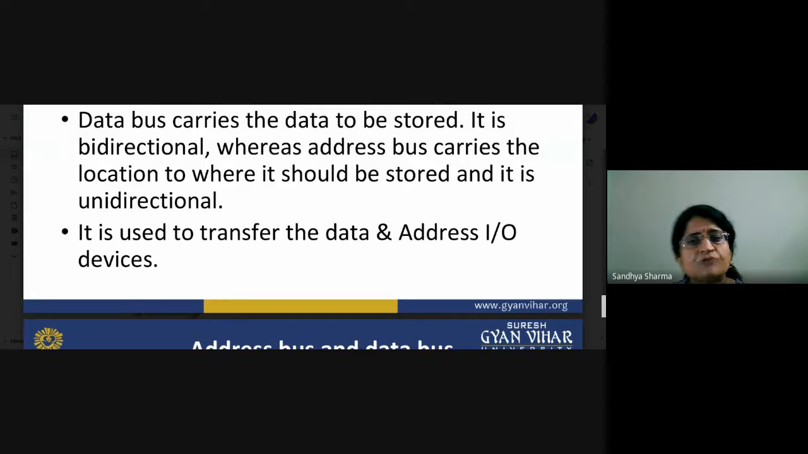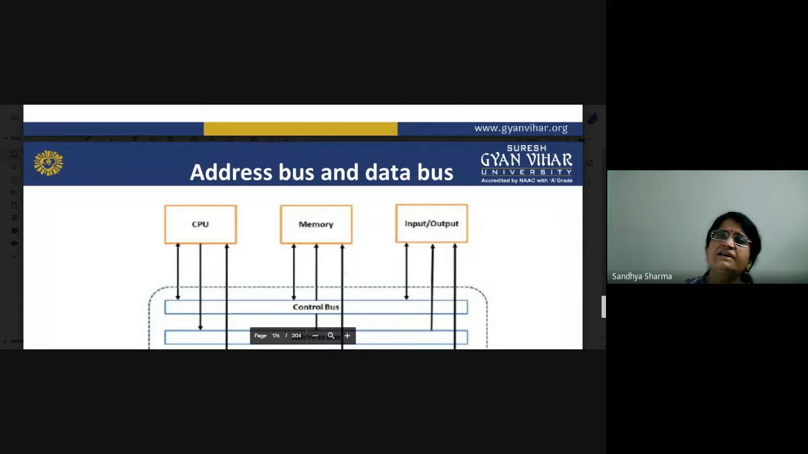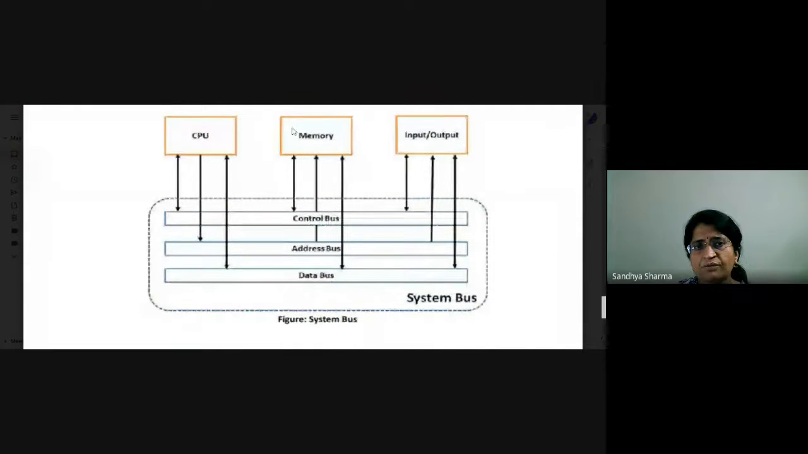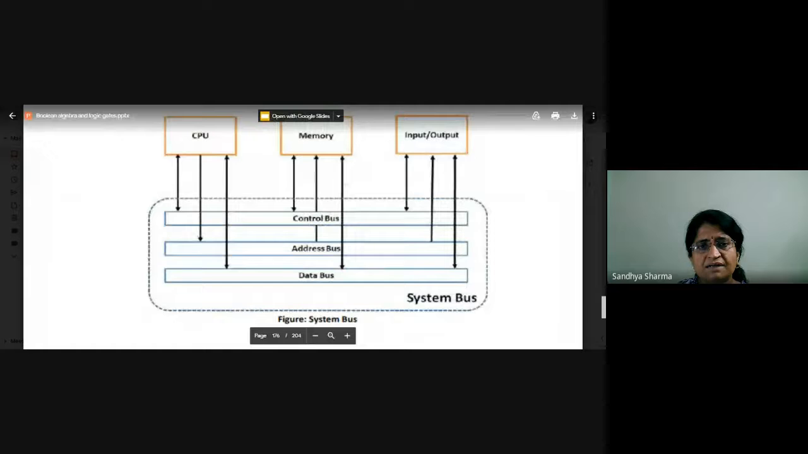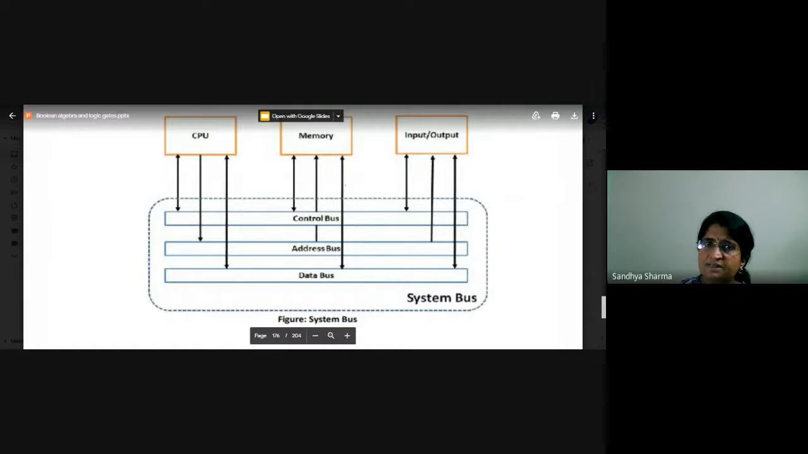It is used to transfer the data and address between input output devices. So there are input output devices, and it is used to communicate between these two. That is the basic diagram of your CPU, which is connected with the data buses, address buses, and control buses. If we are talking about memory, these are both connected.